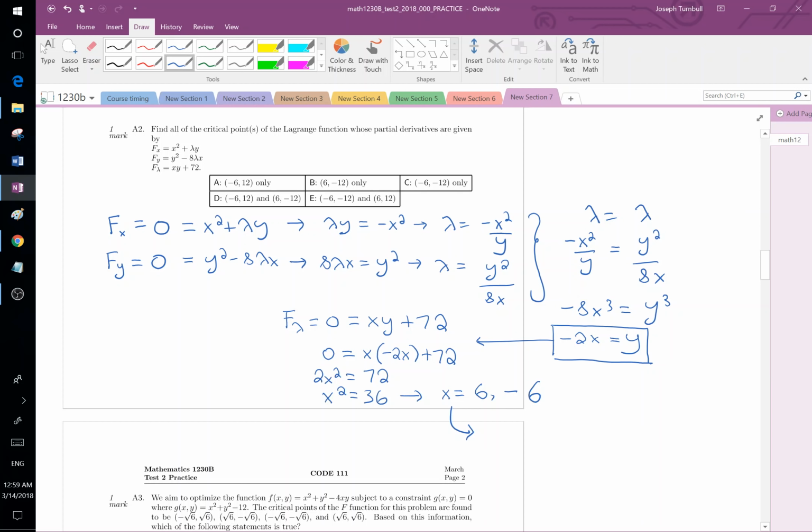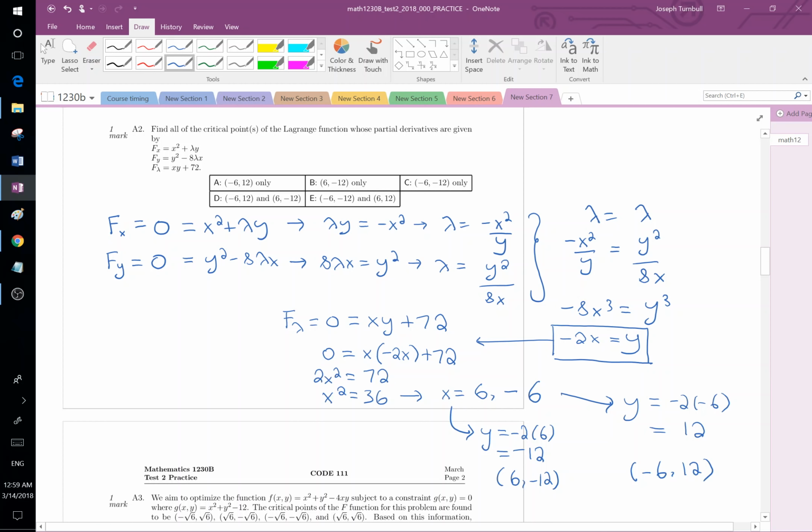Now for each of those x values, we get an associated y value. Up here it says y is equal to negative 2x. So if x is 6, y is going to be negative 2 times 6, which is negative 12. That gives us one of the points, 6 comma negative 12. And if x is negative 6, then y is going to be negative 2 times negative 6, which is positive 12. So our second point is negative 6 comma positive 12. So we're looking for 6 negative 12, negative 6 positive 12, which is choice D.